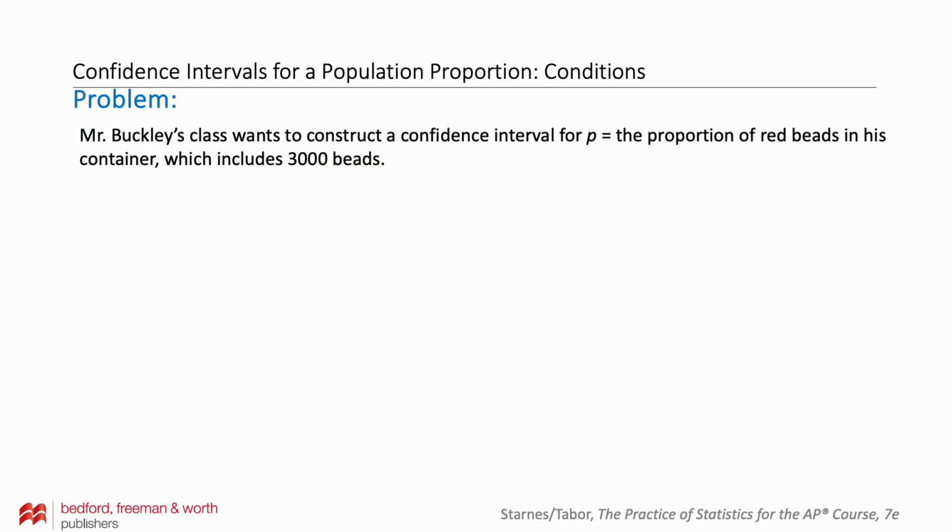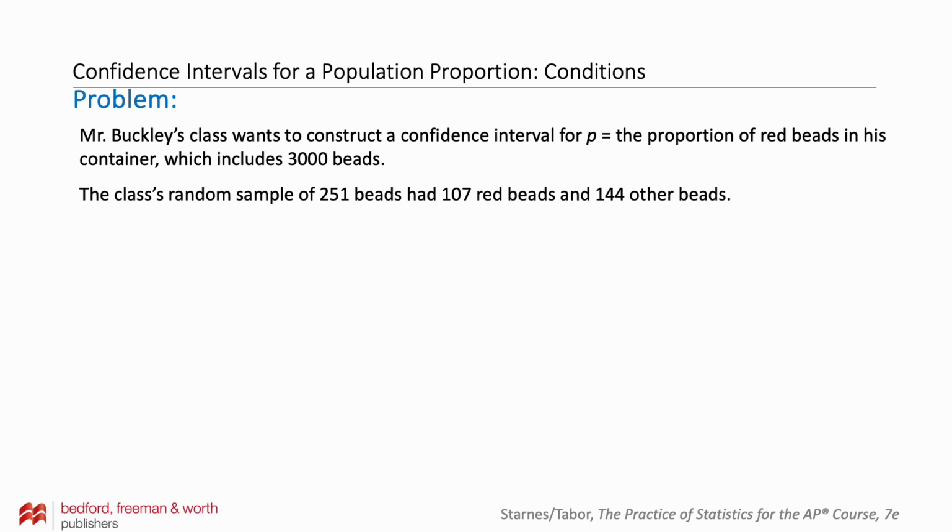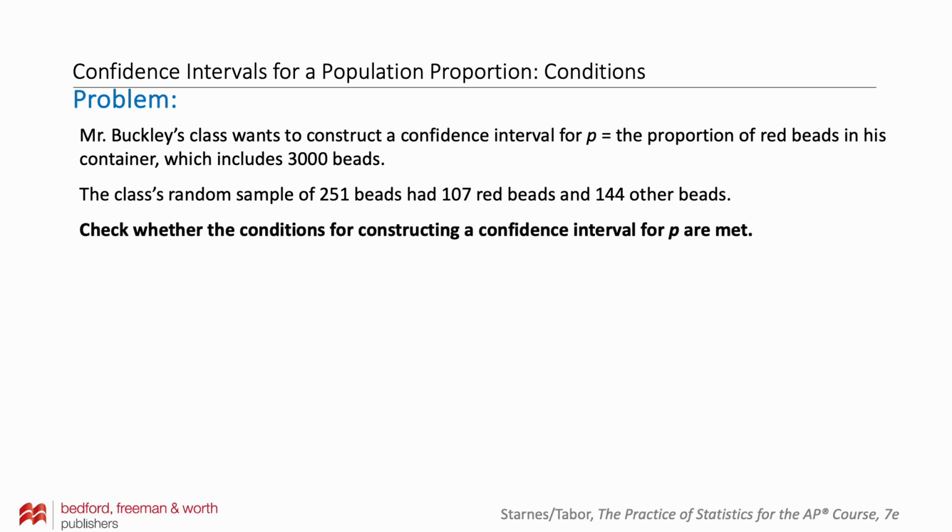Let's review how to check the conditions for a population proportion. In this problem, Mr. Berkeley's class wants to construct a confidence interval for p, the true proportion of red beads in his container, which includes 3,000 beads. The class randomly samples 251 beads, which had 107 red beads and 144 other beads. Check whether the conditions for constructing a confidence interval for p are met. We need to state all 3 conditions and explain whether they are met.